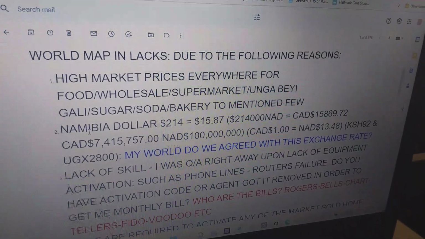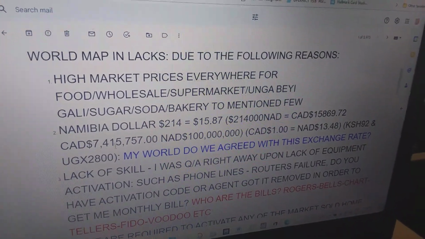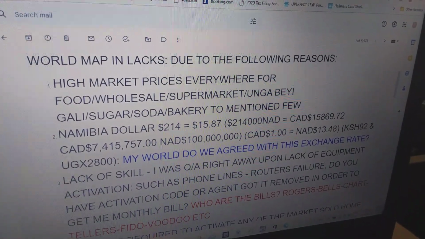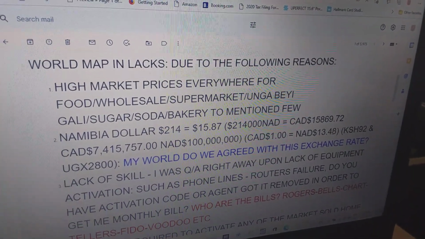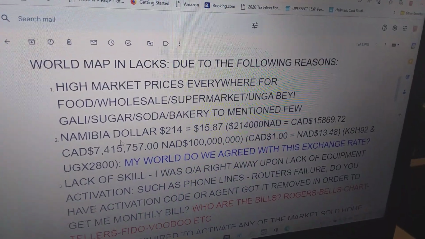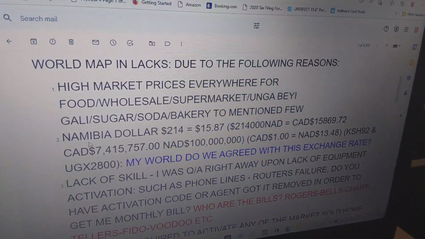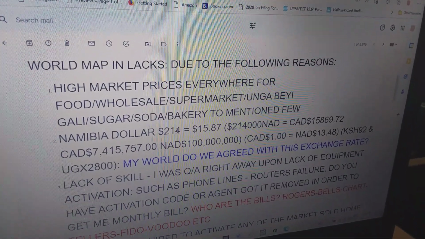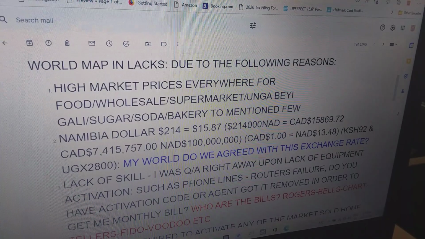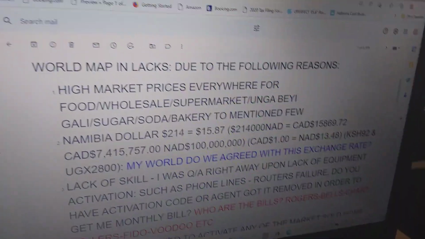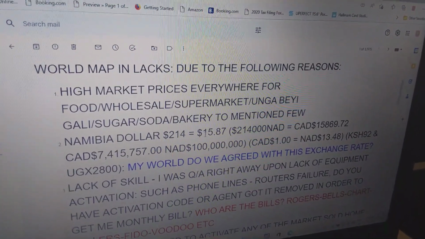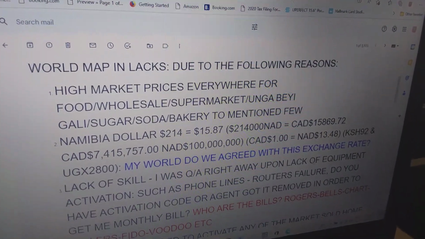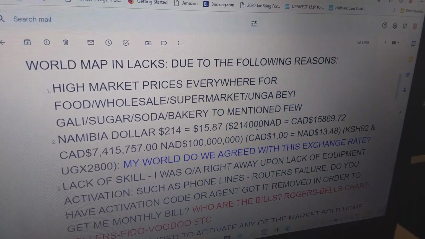And then of course when we tackle areas like Namibia, let's take an example: world exchange rates. My world, do we agree with these exchange rates? So let's take an example here. If we agree with the world exchange rate, the Namibian dollar is 214, okay, that is nuts. And then if we talk of Canadian dollars, that's roughly $15.87. Now, this is the reality here.